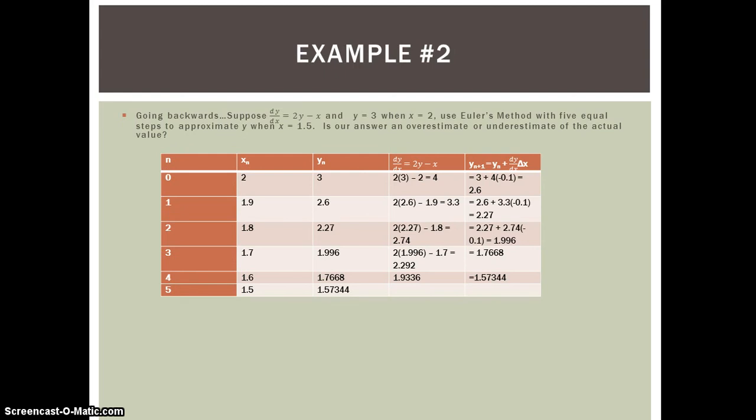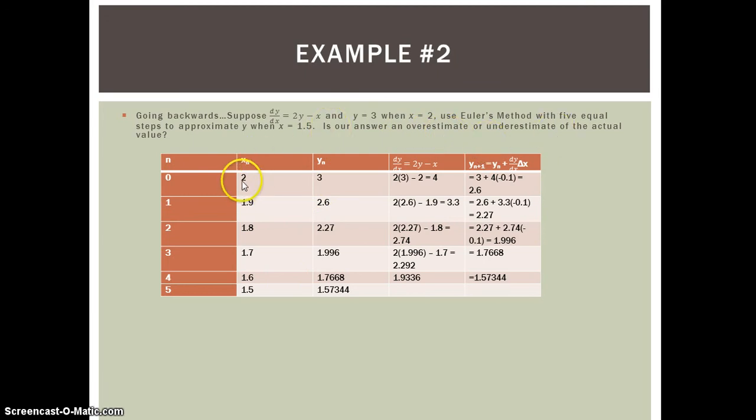Example 2, another chart. Going backwards this time, suppose dy/dx is equal to 2y minus x, and y is equal to 3 when x is 2. Use Euler's method with 5 equal steps to approximate y when x is equal to 1.5. And again, is our answer an over or under estimate?